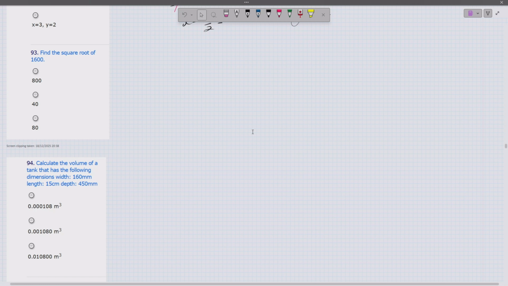Find the square root of 1600. That will be 40, squared equals 1600.